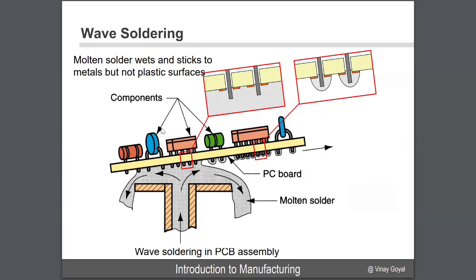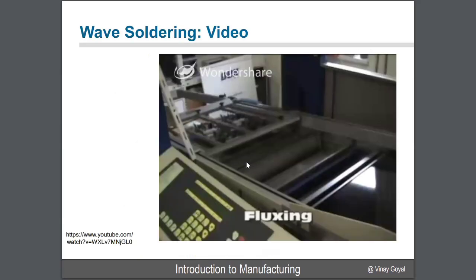So then we have wave soldering, where molten solder wets and sticks to the metal, but not the plastic surfaces. So here's your molten solder. Here's your wave being pushed, and then here are the components I want to solder, right? These are my different components. And so this approach is going to stick to the metal, but not to the plastic. And that's what's causing this to work very nicely. We call it wave soldering. And there's a wave soldering video on YouTube, so check it out later when you can.